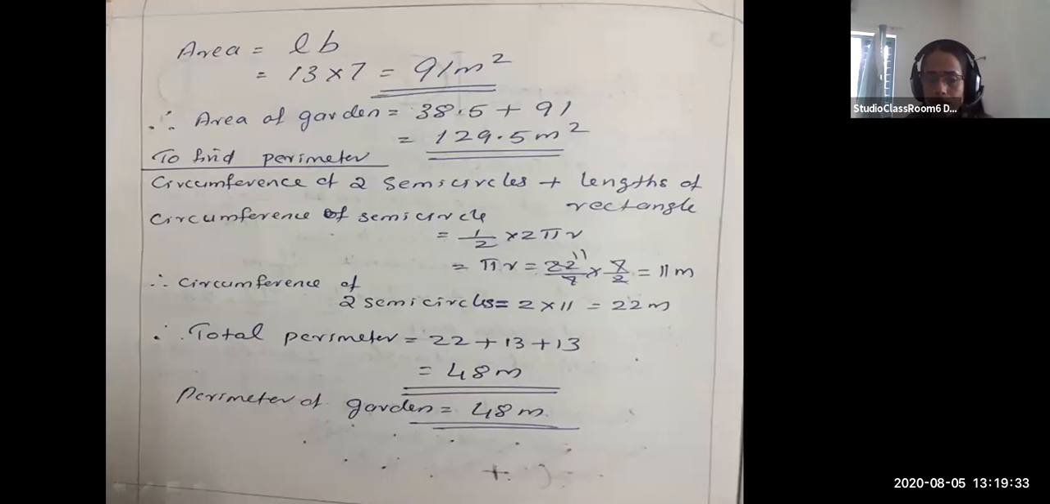Okay. So the area of the garden is, we need to add both the areas. Area of the semicircles and area of the rectangular part. So 38.5 plus 91 equals 129.5 meter square. Okay. And in the question, they also asked us to find the perimeter. Perimeter also we need to find.